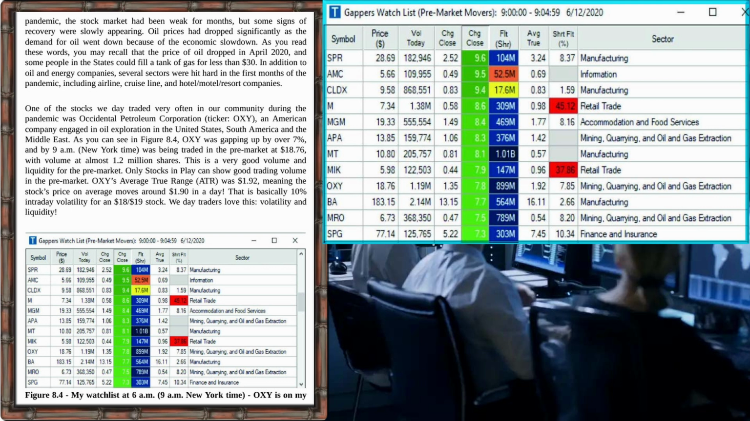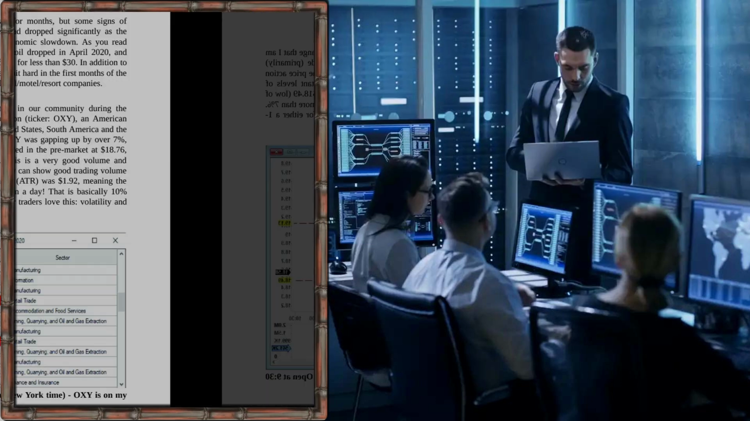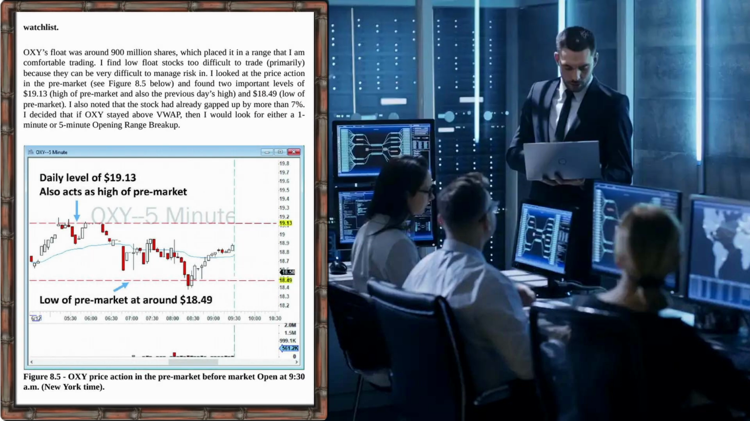OXY's average true range, ATR, was $1.92, meaning the stock's price on average moves around $1.90 in a day. That is basically 10% intraday volatility for an $18 or $19 stock. We day traders love this volatility and liquidity. OXY's float was around 900 million shares, which placed it in a range that I am comfortable trading. I find low float stocks too difficult to trade, primarily because they can be very difficult to manage risk in.